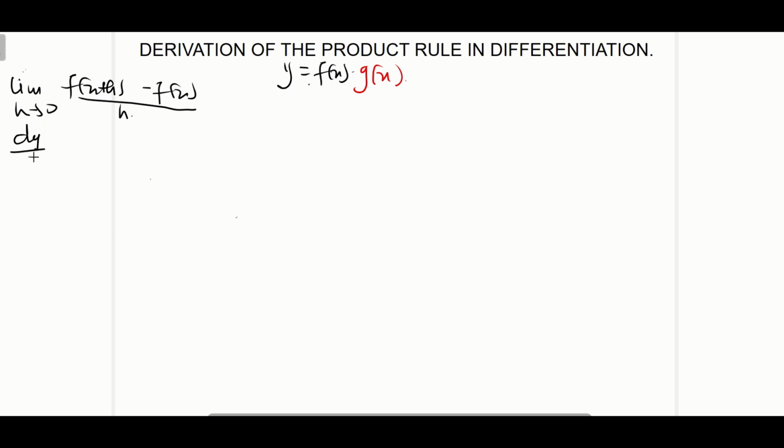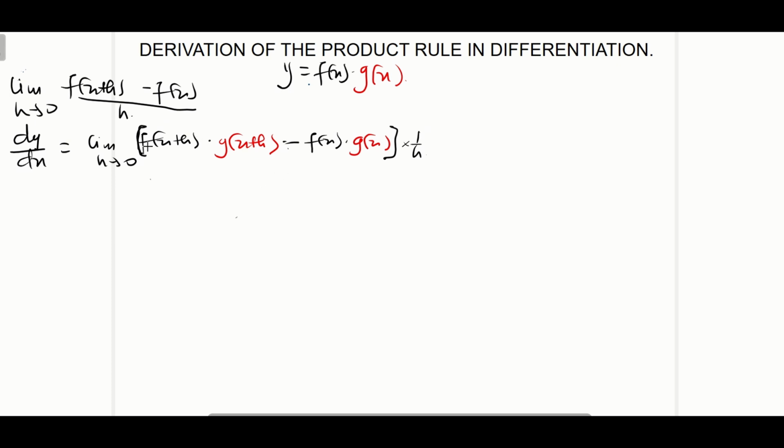We are going to get dy/dx equal to the limit as h approaches 0 of f of x plus h multiplying g of x plus h, all minus my function at x, multiplying the g also at x. Mind you, everything is over h, so the whole of this is multiplied by 1 over h.